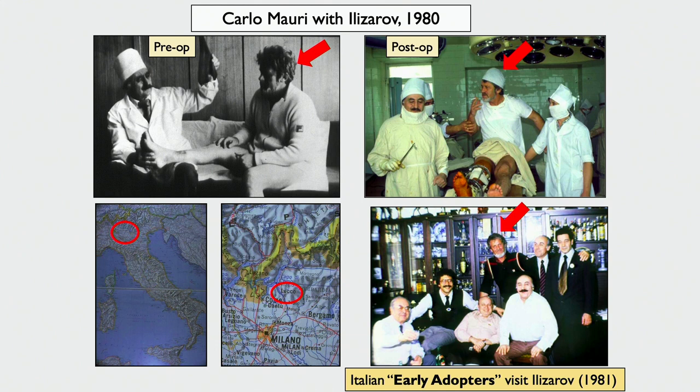Carlo goes back to Lecco, and he's friends with Angelo Villa, an orthopedic surgeon who was the president of AO Italy at that time, and he pushes this. If you go back to the concept of reverse innovation, I would think the Italians were really the early adopters of this technology.